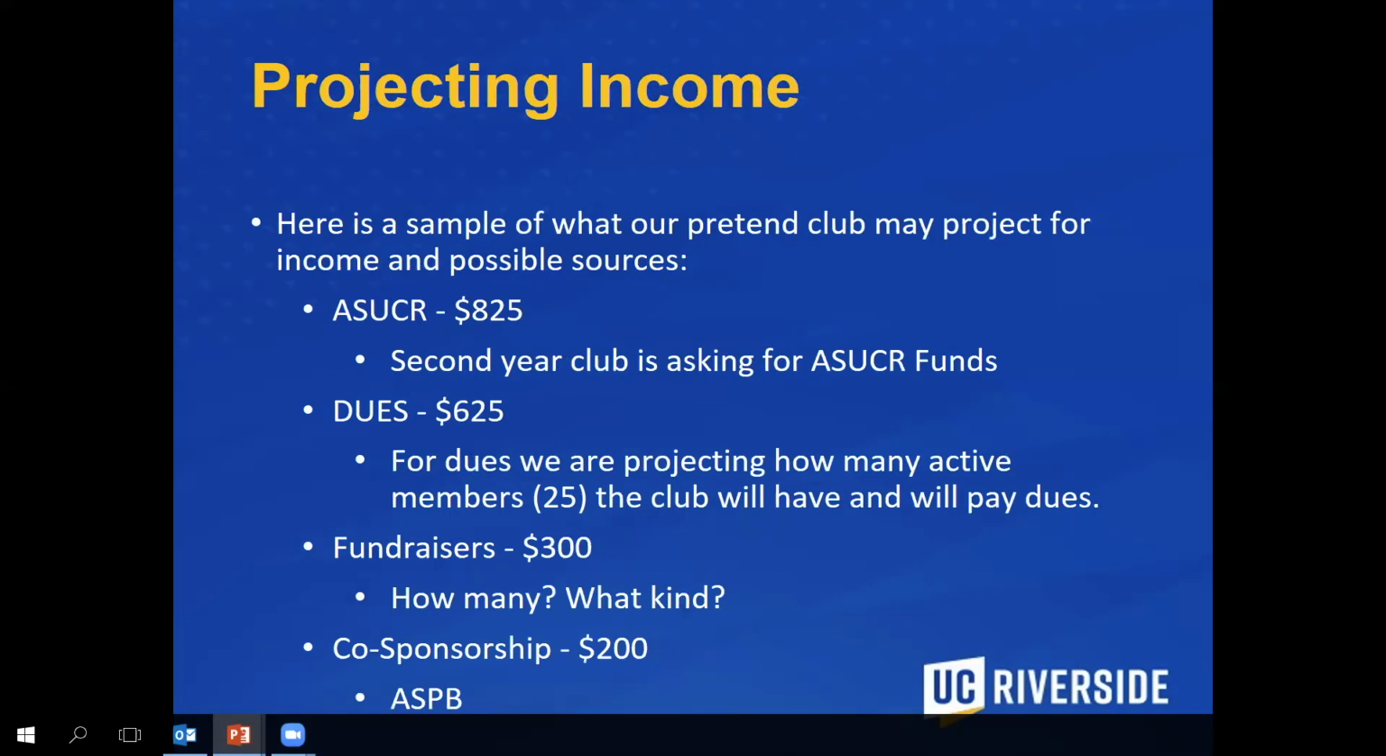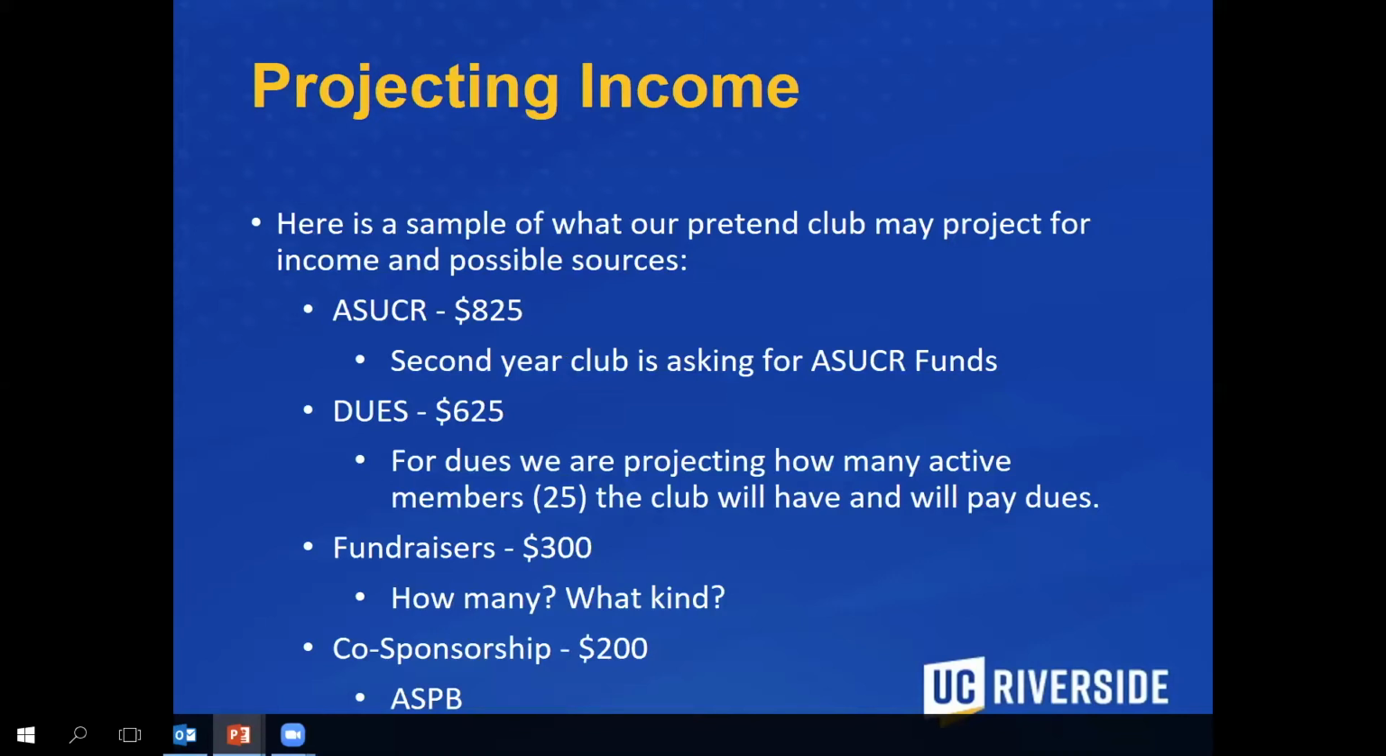So they are on their second year with ASUCR, requesting money from ASUCR, and they're getting $825. They're asking for $25 in dues from each individual member, and they're projecting to have 25 total members, so that comes to $625. They're projecting to be able to raise $300 from fundraisers, so they need to figure out how many fundraisers they're having and what kind of fundraisers.